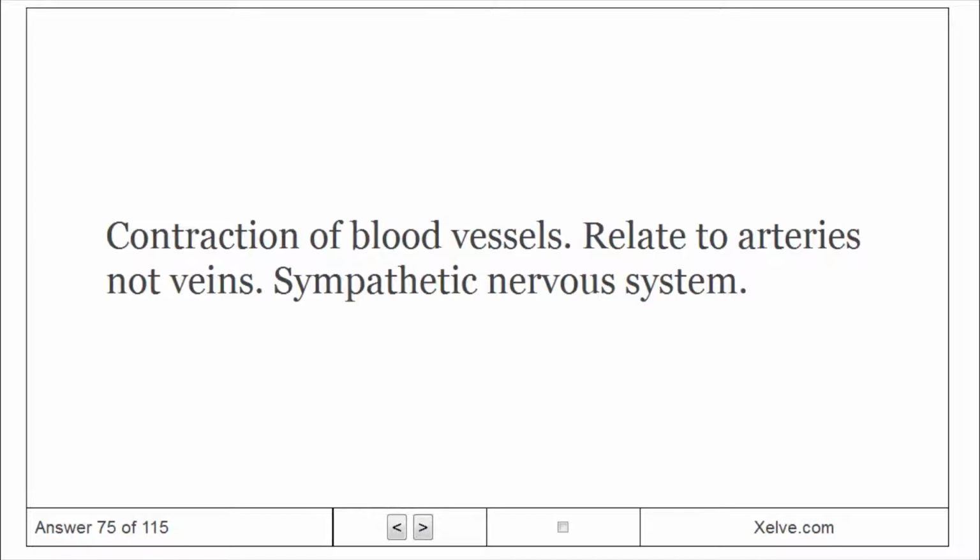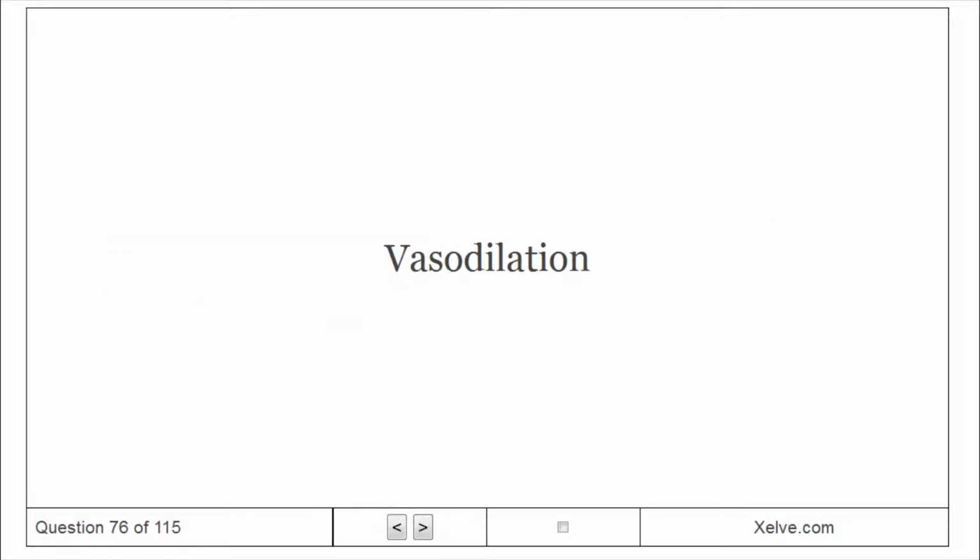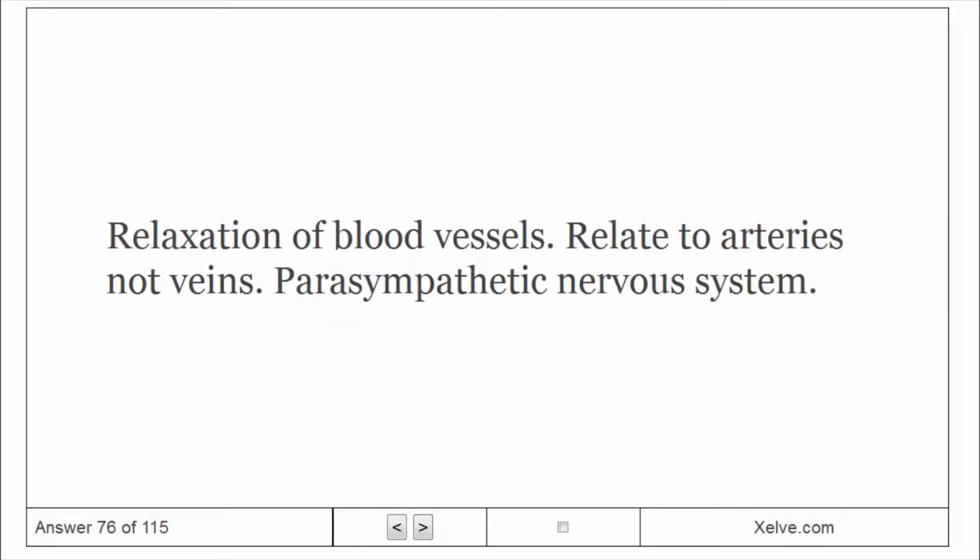Vasoconstriction. Contraction of blood vessels, relates to arteries, not veins. Sympathetic nervous system. Vasodilation. Relaxation of blood vessels, relates to arteries, not veins. Parasympathetic nervous system.